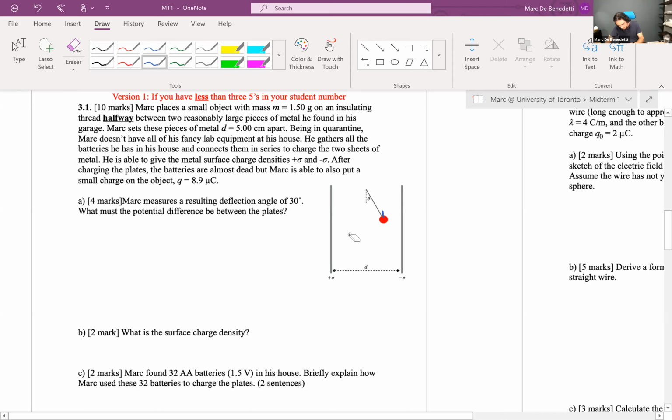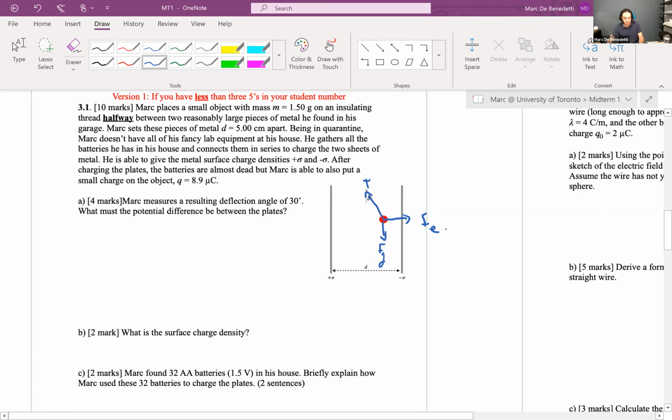So here we just have to draw a free body diagram. We have tension coming up this way. We have gravity coming down, and then we have something obviously pushing it to the right. That's going to be the electric force. So there's your free body diagram.